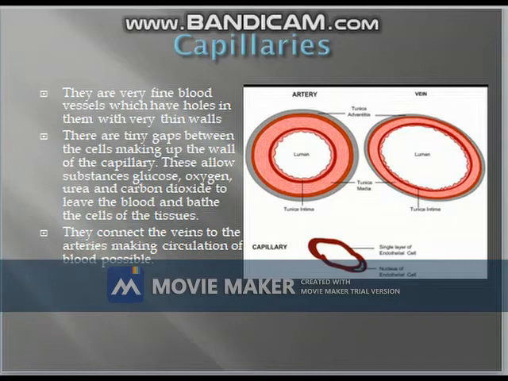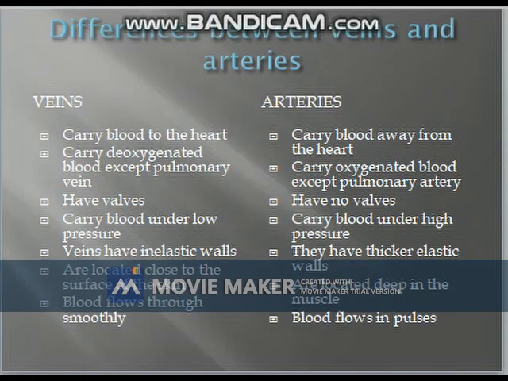Let's now look at the differences between veins and arteries. Now, veins carry blood to the heart, whilst arteries carry blood away from the heart. Veins carry deoxygenated blood with the exception of the pulmonary vein, and then arteries carry oxygenated blood with the exception of the pulmonary artery. Veins have valves, arteries have no valves. Veins carry blood under lower pressure, arteries carry blood under high pressure.